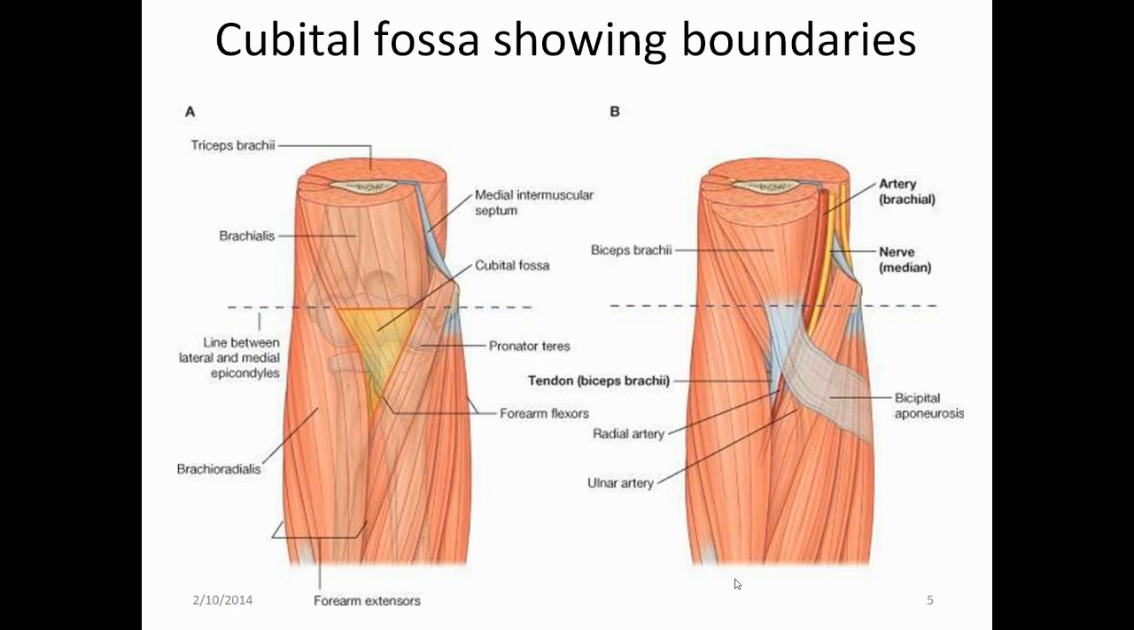Cubital fossa showing boundaries. This is the cubital fossa. This is the brachioradialis muscle. This is the pronator teres. There is the horizontal imaginary line between the lateral and medial epicondyles, and this is the cubital fossa.